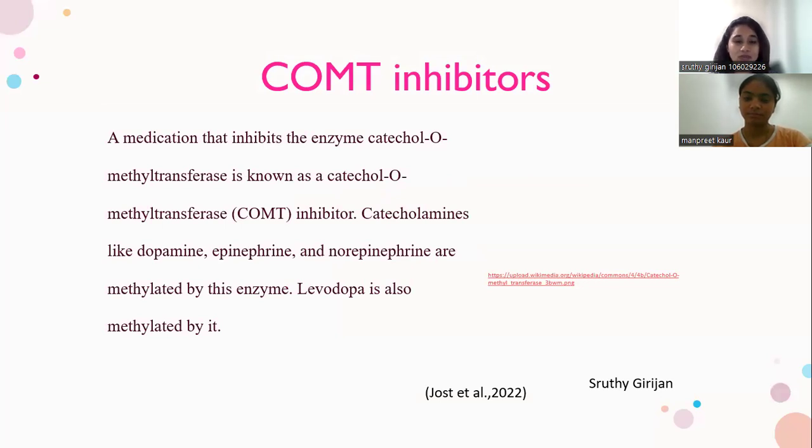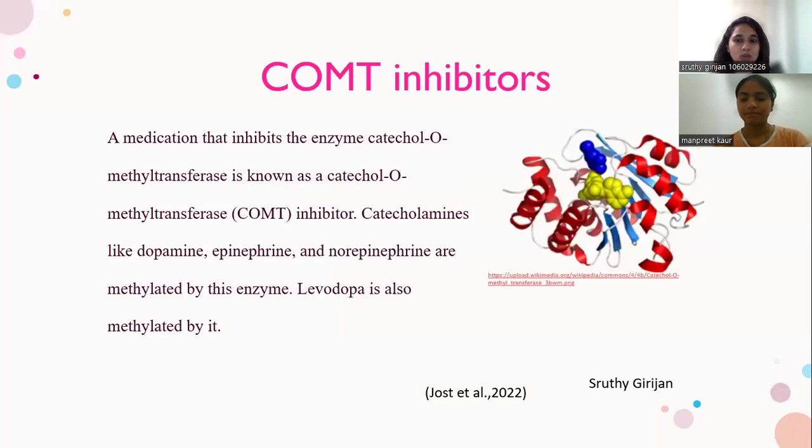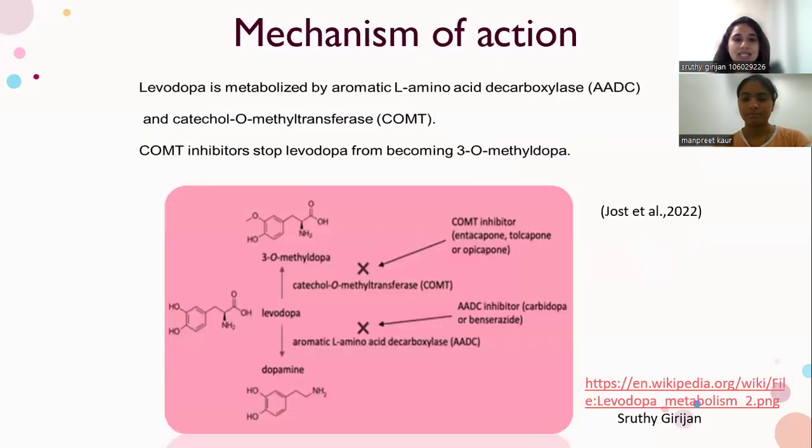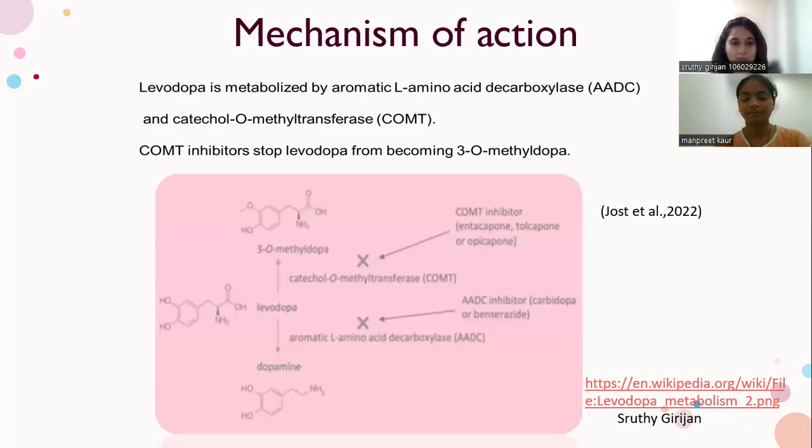Let's see a picture of how the drug looks. This is the 3D picture of the drug. Next, the mechanism of action of the drug. Levodopa is metabolized by aromatic L-amino acid decarboxylase, called AADC, and COMT. Then COMT inhibitors stop levodopa from becoming 3-O-methyldopa. So the diagram is showing the overall picture of how the COMT inhibitor stops levodopa becoming 3-O-methyldopa.